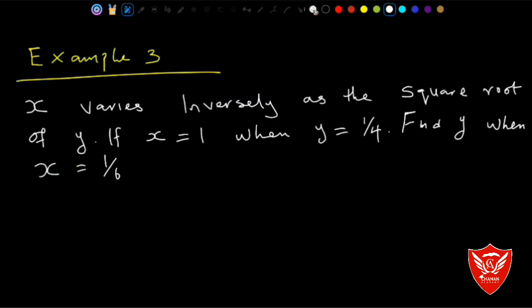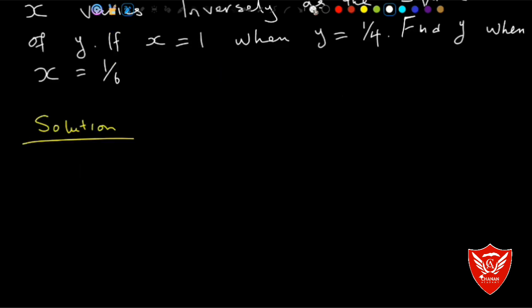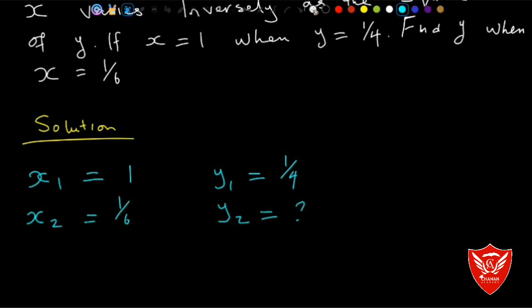Alright? Alright, so the third question says x varies inversely as the square root of y. If x is equal to 1 when y is equal to 1 over 4, find y when x is equal to 1 over 6. Alright, so let's solve that. So we are going to put it like this, that we have x1 and x1 is equal to 1. So we have y1 is equal to 1 over 4. So we have x2, x is 1 over 6, and then y2 is what we are asked to solve.